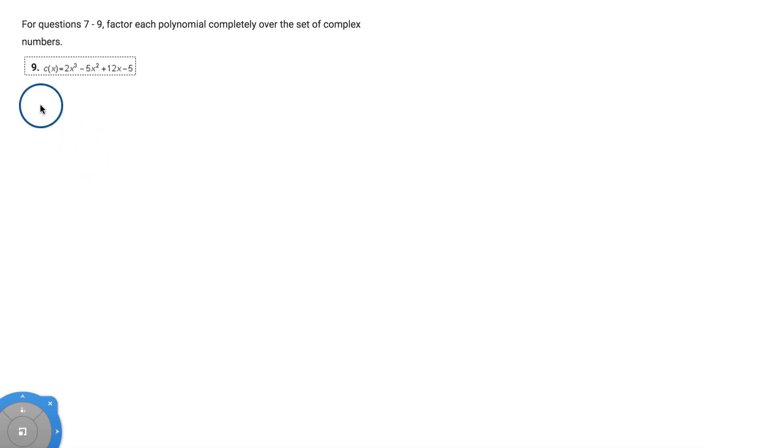Let's run through everything with question 9 in your checkup. So if we want to factor this completely, well, we need to first find the possible zeros or roots. So let's go ahead and take a look at our p, which is 5, and our q, which is 2.